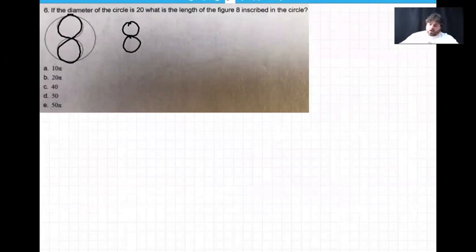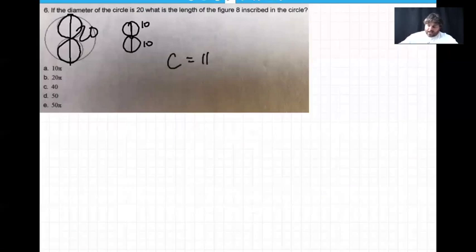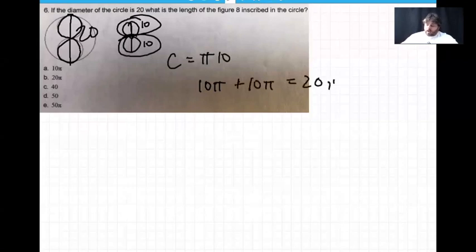Okay, so first of all, it says the diameter of the big circle is 20. So this whole thing is 20. That means this little one is 10 and this little one is 10. And remember, the circumference of a circle is given by pi times its diameter. So 10 pi is the circumference of this little circle, and this little circle is also 10 pi. So we just add 10 pi and 10 pi, and we get 20 pi total.